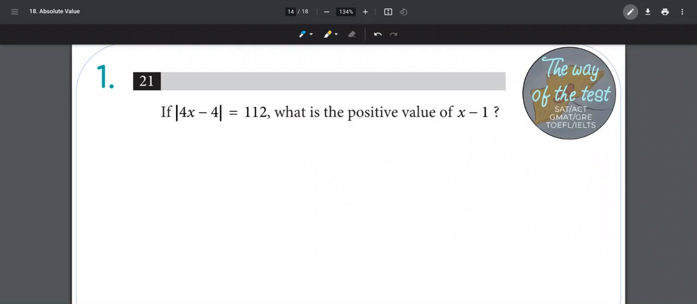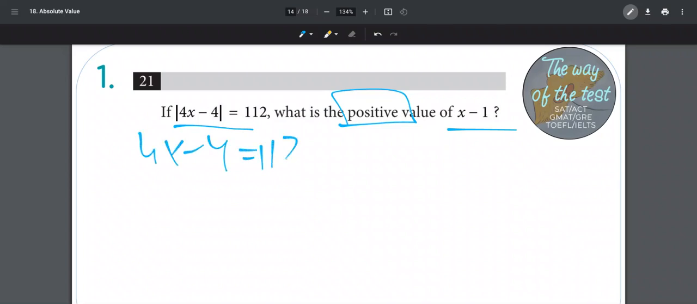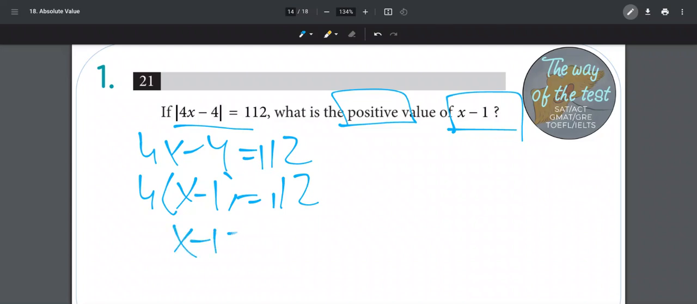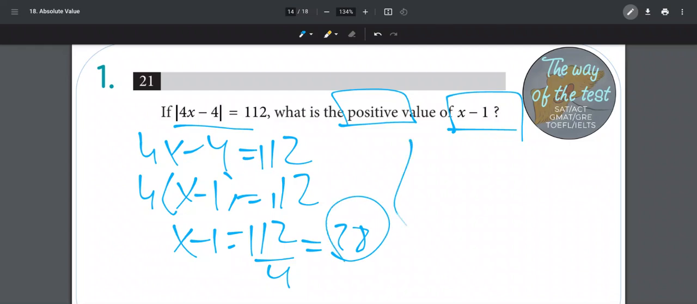Okay, here the question is about the absolute value of this. They're asking me for the positive value of x minus 1. This is important because they're not asking me for which values, just for the positive value. So I don't really have to do the negative value. I'm just going to focus on the positive. So I have 4x minus 4 is equal to 112. Here I'm going to use a trick because they're asking me for x minus 1, not for x. So I'm just going to factorize. I'm going to put 4 times x minus 1 is equal to 112. So x minus 1 is equal to 112 divided by 4, which is equal to 28, which is the answer.